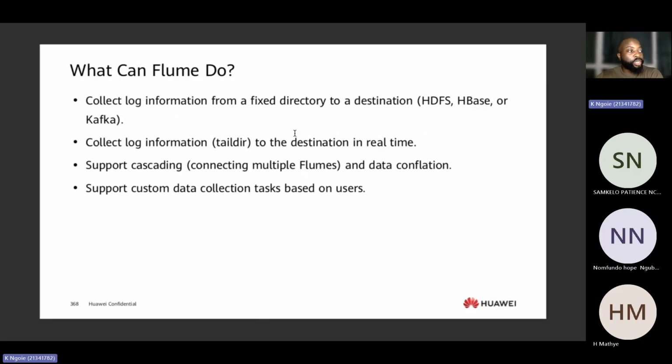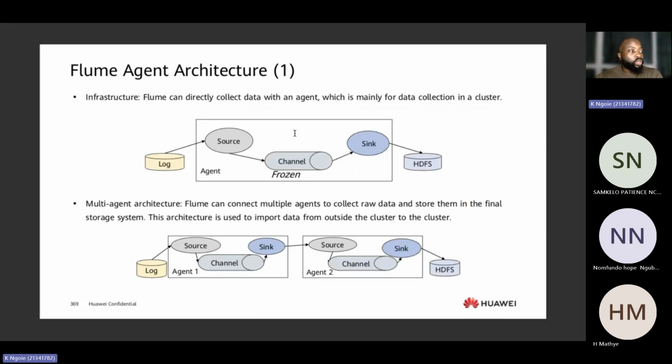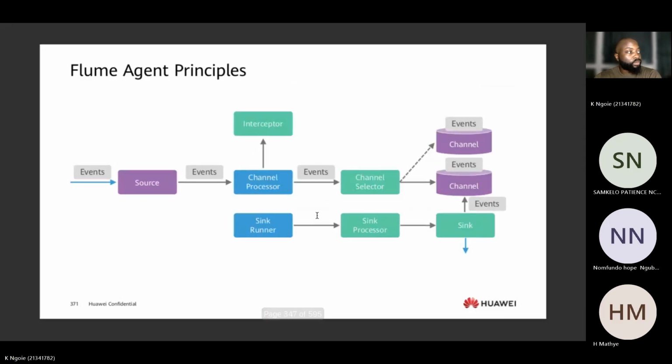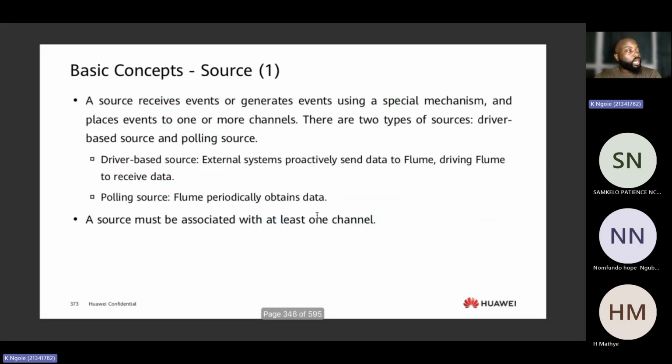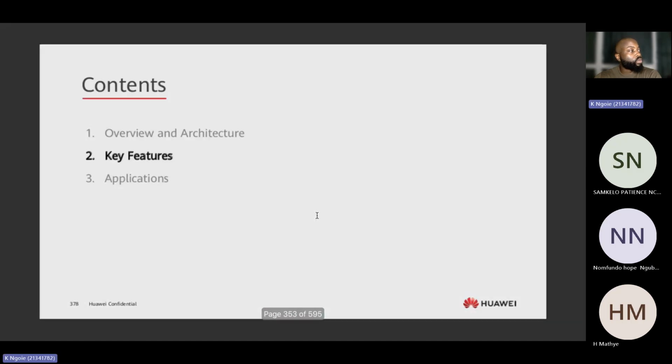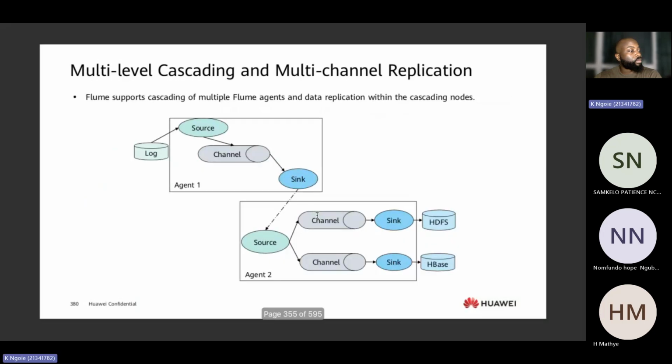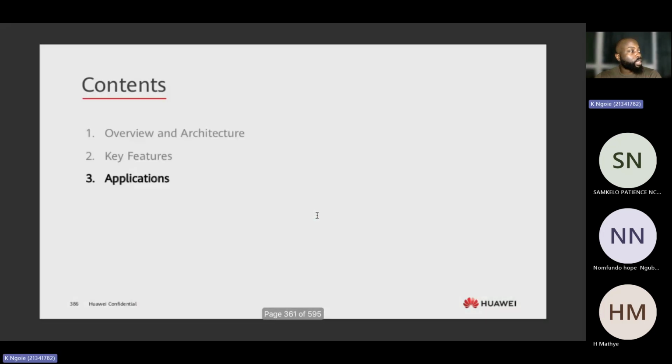Okay, so it collects all the information from a fixed directory, which can be HDFS or an HBase database or any other source. So we mentioned how we have a log, for example, that can be used from the source to channels, and the sink. The sink will be the destination, which can be HDFS. And you need to note that we can also have a multi-agent architecture. So this is how Flume works.